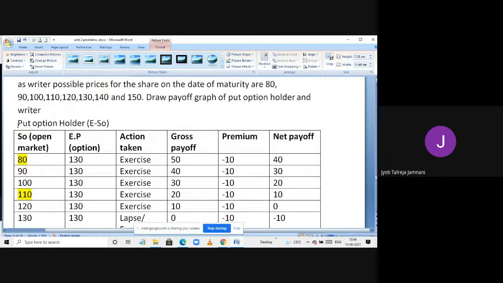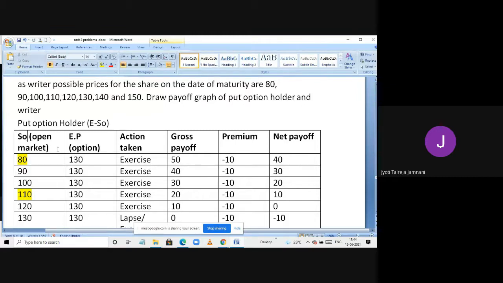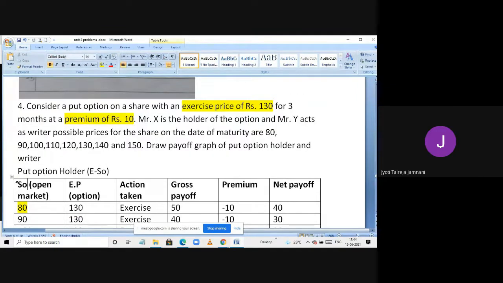This is for the put option holder. I hope there are no doubts. Similarly, we have to do it for the put option writer now. Anybody having any doubts, you can ask.